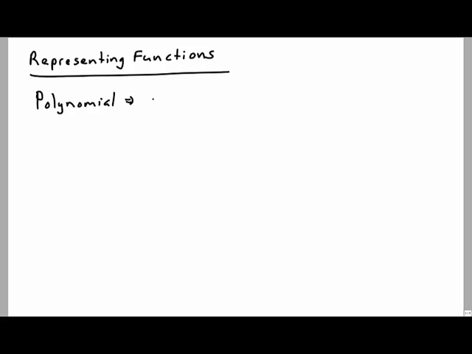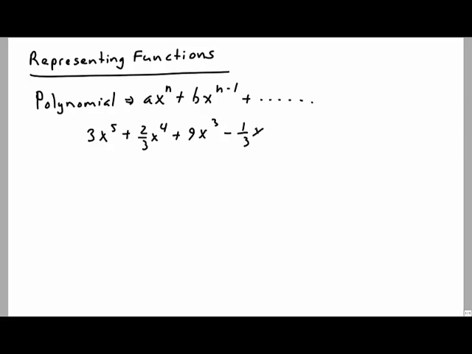Now, a polynomial function has a form ax to the n, bx to the n minus 1, and this pattern would continue down. Now, n is some sort of an integer, so the thing that you might see here is something like 3x to the 5th plus 2/3 x to the 4th plus 9x cubed minus 1/3 x squared plus 2x plus 1, let's say. As an example, this would be a polynomial, definitely many terms here.